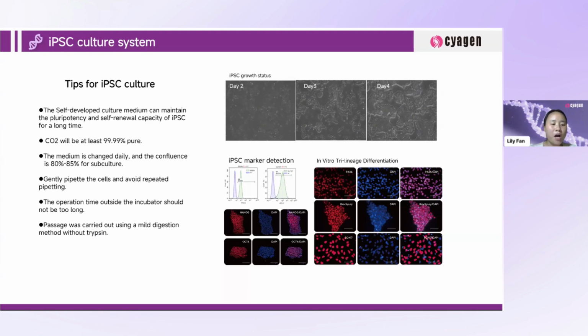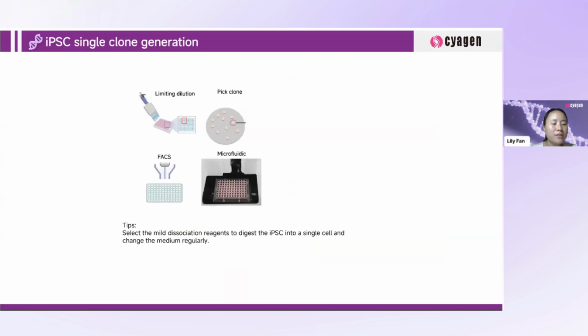been successfully passed. For the single clone generation, we have 4 methods: limiting dilution, picking clones, FACS, and microfluidics. We suggest mild dissociation reagents to digest the iPSC into single cells and change the medium regularly. Okay, we have a complete system for iPSC gene editing.